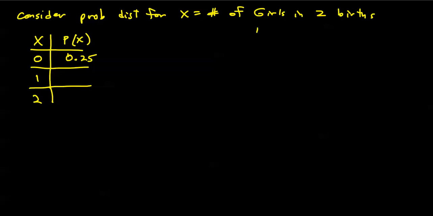If we need to refresh our memory, I can have boy-boy, boy-girl, girl-boy, or girl-girl. The probability of 1 girl in 2 births, well, I've got 2 possible outcomes that have 1 girl. So 2 out of 4, or 2/4, is equivalent to 0.5. And if I've got 2 girls in 2 births, only one of those outcomes has 2 girls. So 1 out of 4, or 1/4, or 0.25 probability of 2 girls.